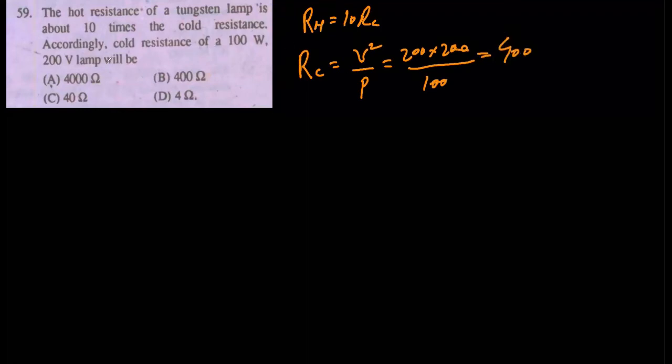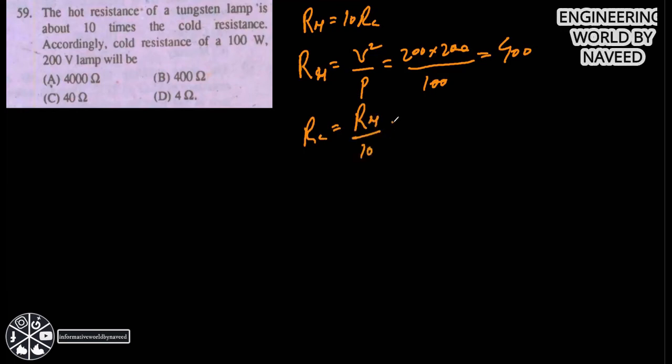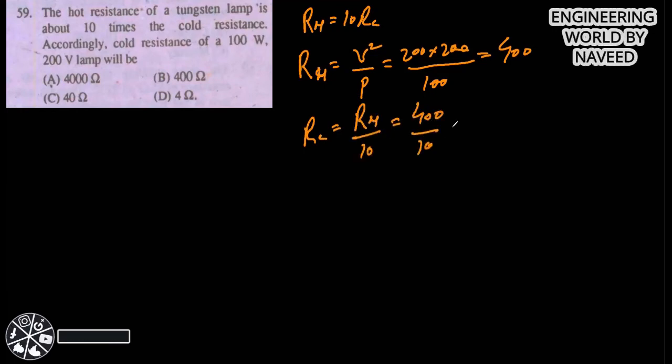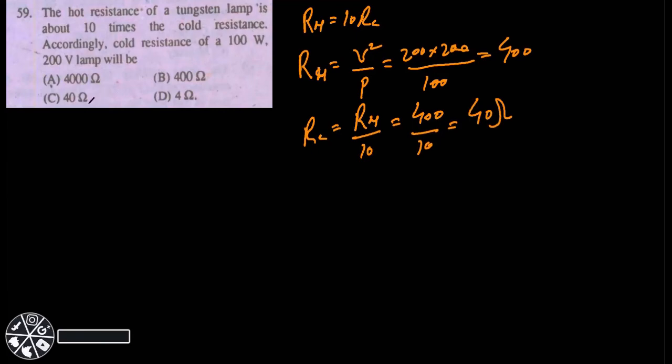So we need to find the cold resistance. Actually, this is the hot resistance, sorry. So the cold resistance will be equal to hot resistance divided by 10, and that is equal to 400 divided by 10, which is equal to 40 ohm. So option C will be the correct answer.